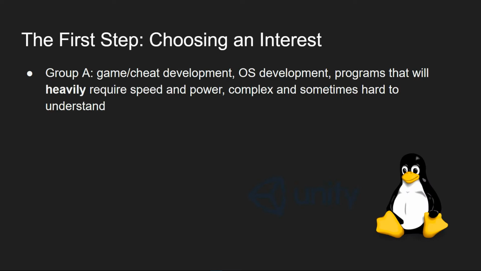The first group is Group A, and this group is for you if you're interested in game development and developing cheats for games, or if you want to develop operating systems. Also choose this group if you want to create programs that require lots of speed and processing power. Be careful though, because the language for this group is often seen as complex and sometimes hard to understand.